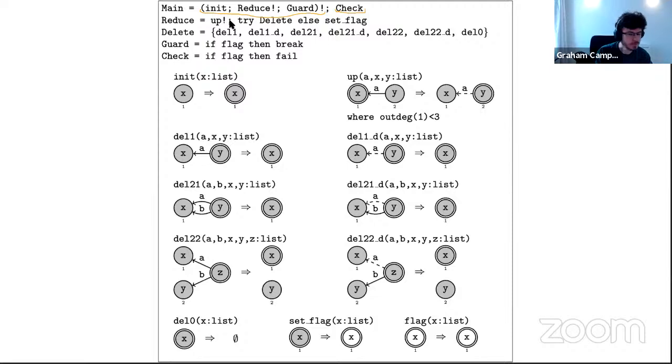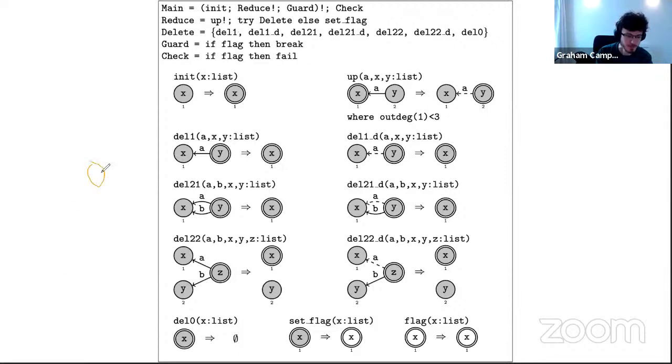So let me maybe go through init. Init is exactly the same init you saw before with the cycle program. It just looks for any node and makes it rooted. And then we've got this reduce macro here. This is going to be applied after you've applied init. So reduce is, you've got your root node in your graph.